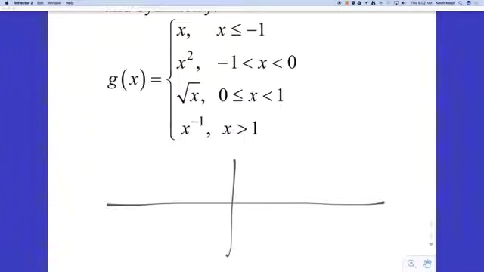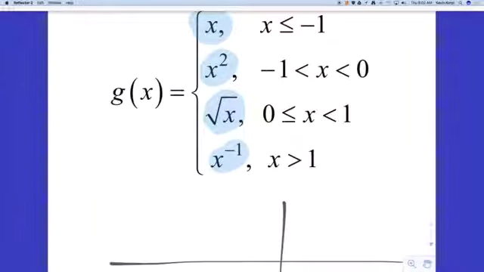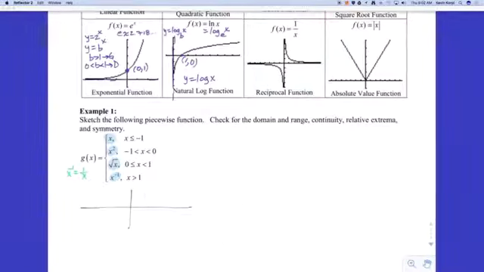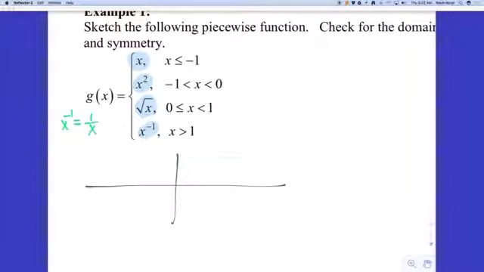Shame on me. You look at the pieces themselves. This is part line, part parabola, part radical function, and x to the negative first. Is that a parent function? Yes, it is. Because remember, we studied negative exponents at length already this year. x to the negative first is the same as what? 1 over x. Yeah, x to the negative first is the same as 1 over x to the positive first. And that is our parent function, Mr. Reciprocal Man. So we recognize all the pieces.